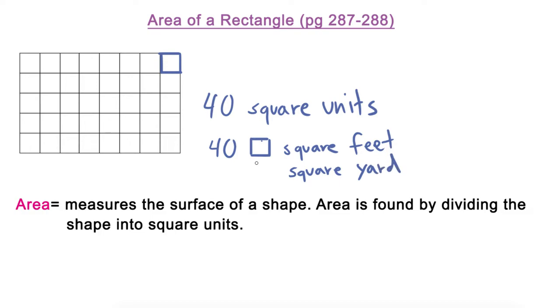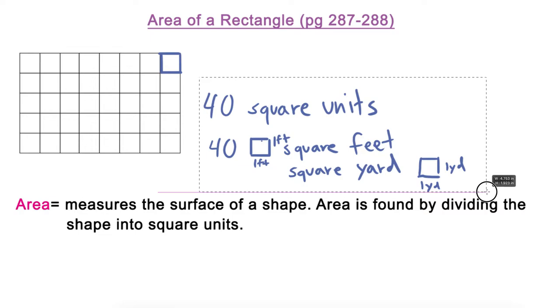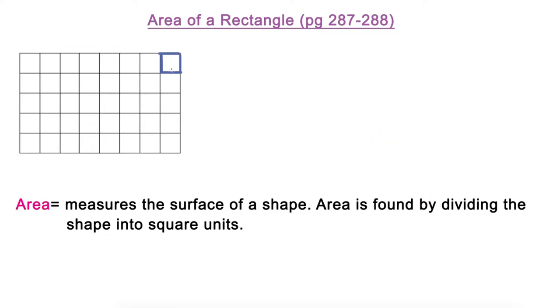Square units are always 1 by 1. If it's square feet, that means this is 1 foot by 1 foot. If it's square yard, then it would be 1 yard by 1 yard. But in this case, I'll just leave it as square units. So we could just count up the squares, but you saw how long that took me.